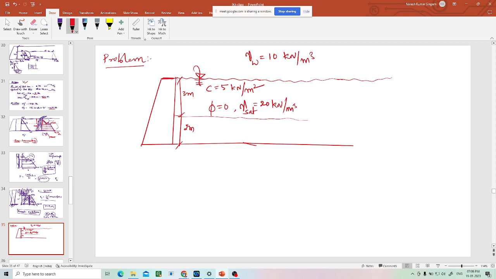See the units, don't forget the units. C has units of shear strength because we have learnt the shear strength equation as C plus sigma tan phi, where C is also in kilonewton per meter square because it is shear strength. Then cohesion also should be in the same units as normal stress. Phi doesn't have units, that's how it is.